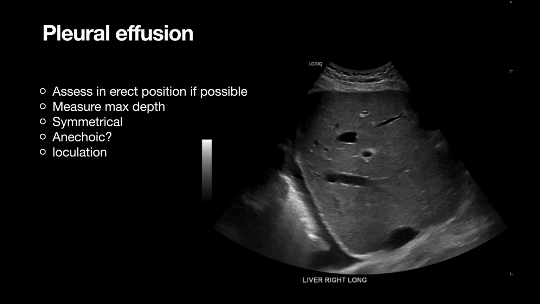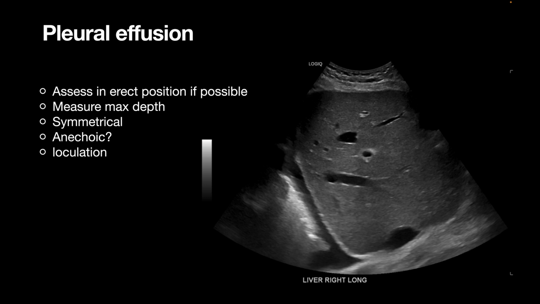You can look from the front, as in this picture, or as I said before, looking at the posterior costophrenic angle with the patient sitting in the upright position can be very useful for identifying small effusions. As with all things in lung ultrasound, it's good to look for a pattern. Is this symmetrical? Is it the same on both sides? That would make me think more about a systemic process such as CCF, heart failure, renal failure. These are the sorts of things that can give you that.